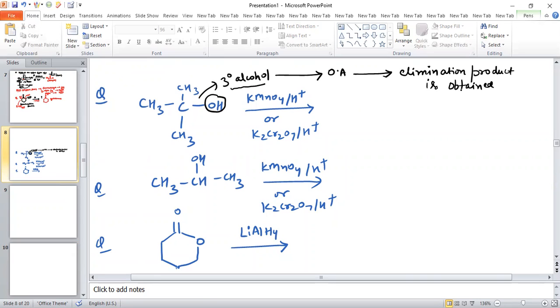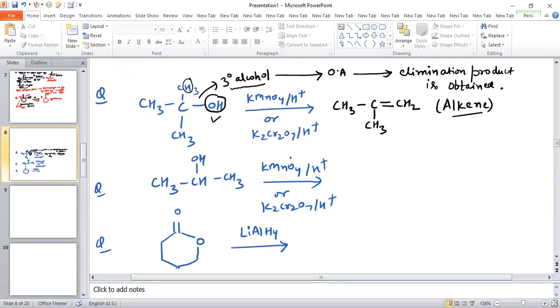Elimination product is obtained in this case. Now see what happens. The OH group is removed from this carbon and H is removed from this carbon. So what product will be obtained? This is CH3, on this carbon also there is CH3, and this is basically C double bond CH2. So an alkene is obtained as the product in this case.